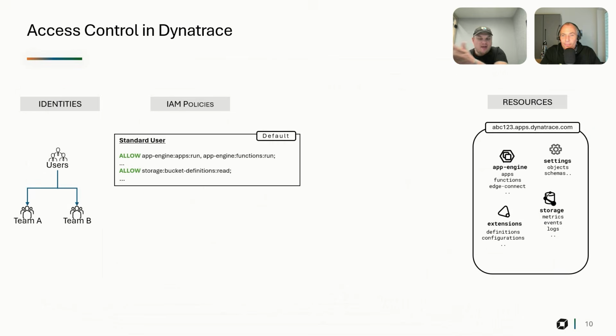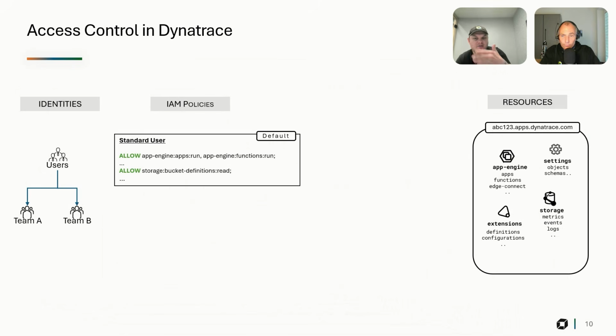So how does this now work? On the left side, I have a bunch of identities. My users are organized in groups with labels Team A and Team B. On the other side, I have my resources that are acquired by Dynatrace and the services that are used, like extensions, framework, settings, and storage, where all the observability data lies.